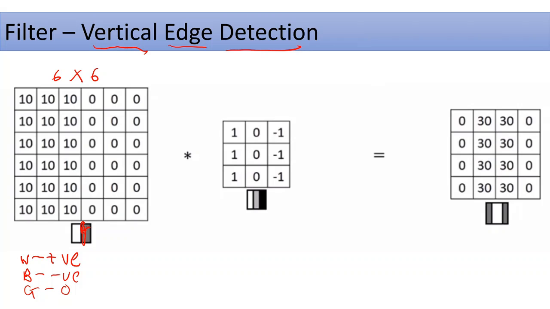We have a kernel, which is a filter matrix, which has 3 ones in the first column, then 3 zeros in the second column, and then 3 negative ones in the third column, which gives us a white, gray, and black image as shown over here. When we do the convolution and apply the steps that were shown previously, you will get this 0 from here.